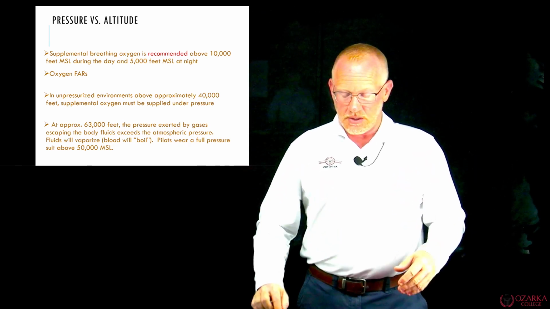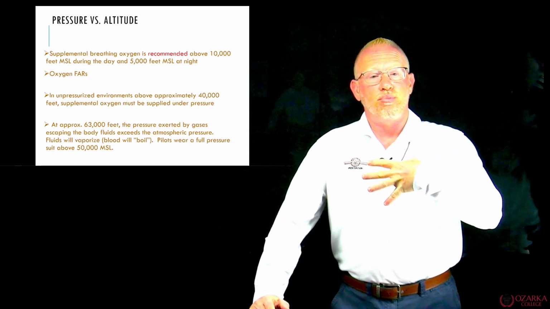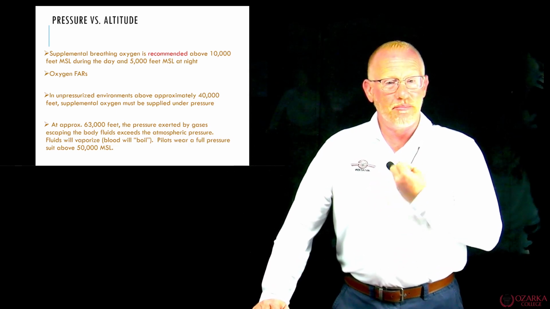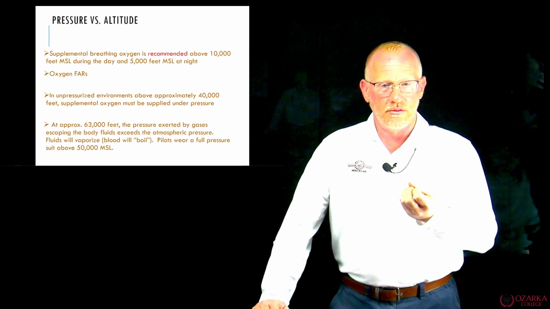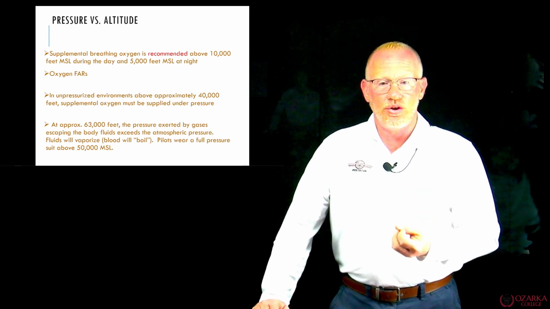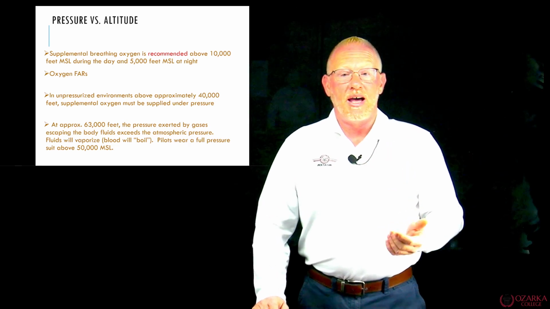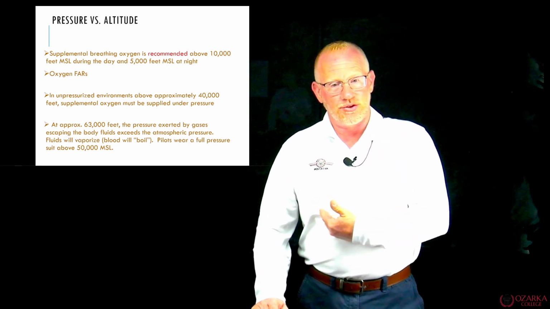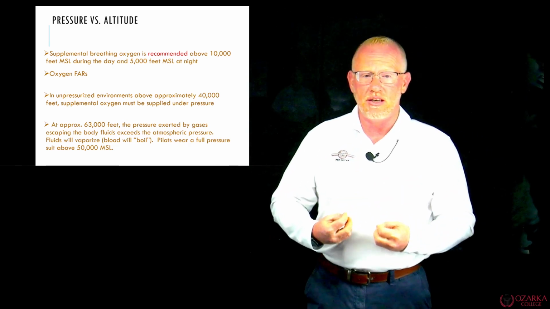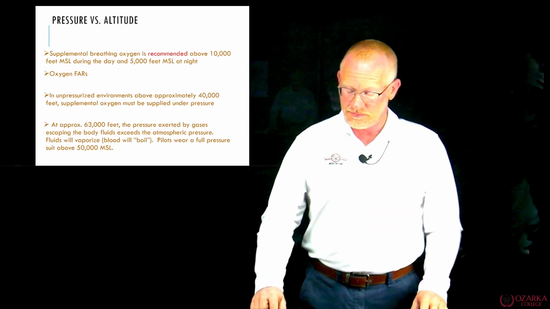Think of that. At 60,000 feet and above, if you do not have pressure on your body, the gases escaping your body will boil. Therefore, your blood will boil at those altitudes if you do not have a pressure suit on. So pilots above 50,000 feet wear a pressure suit, and this is why. Not only does it aid your body in absorbing the oxygen needed to sustain life, but if you don't, your blood's going to boil. Pretty interesting thing.